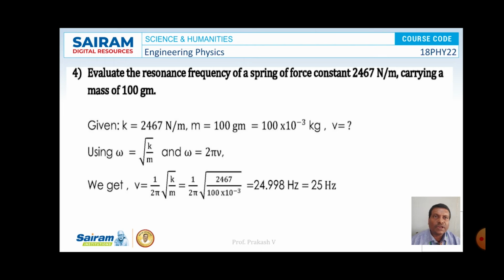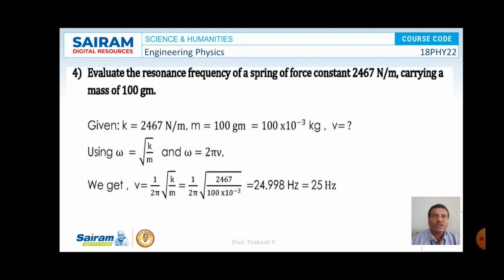So we know that omega is equal to square root of K by M. Further, omega is equal to 2 pi mu. Then we can write the value of mu as 1 by 2 pi into square root of K by M. That is 1 by 2 pi into square root of K, in place of K, 2467. You have to substitute. And mass is 100 grams, that is 100 into 10 to the power minus 3 kg. Then on simplification, the value of frequency of the spring is calculated as 25 Hertz. So this is the solution for this problem.